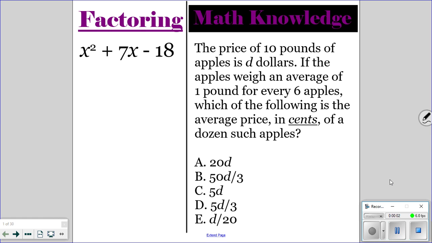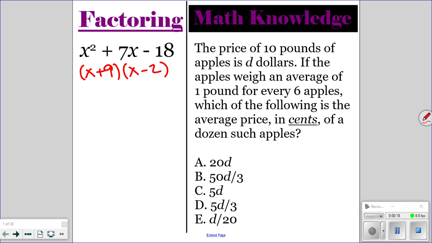Alright, so y'all go ahead and do the factoring and the math knowledge question. Pause the video, and then once everyone is finished, you can unpause the video and I'll go over the correct answers. So for the factoring, you're going to do x plus 9 and x minus 2.